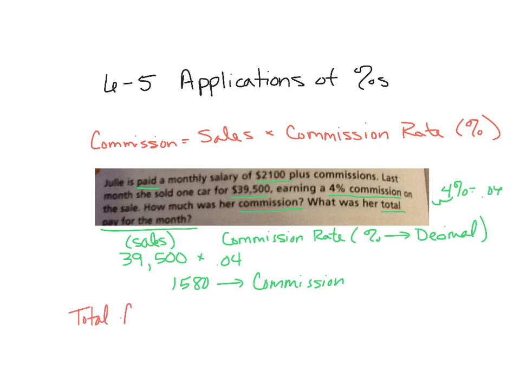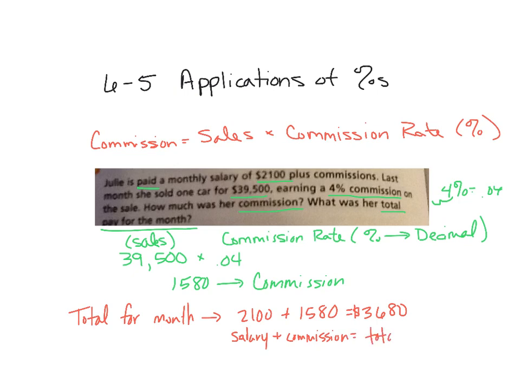The second part says what was her total for the month. So total for month, you have to go back and see what she makes per month. She makes $2,100 per month, and then we add her commission because she makes that in addition to what she makes per month. So we add 1,580, and we get $3,680 for her total pay for the month. So this is called the salary. That's a salary plus commission. Alright? That's what those numbers are. And that equals her total pay.